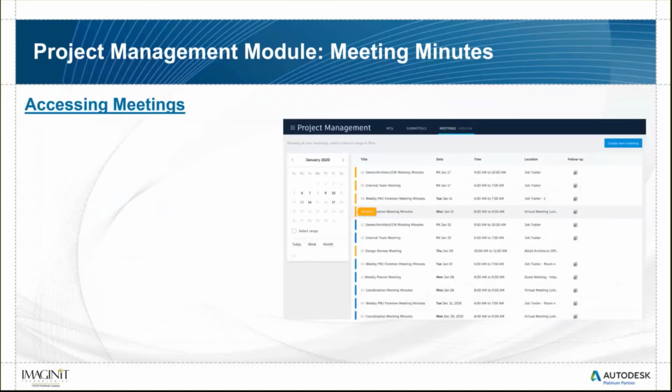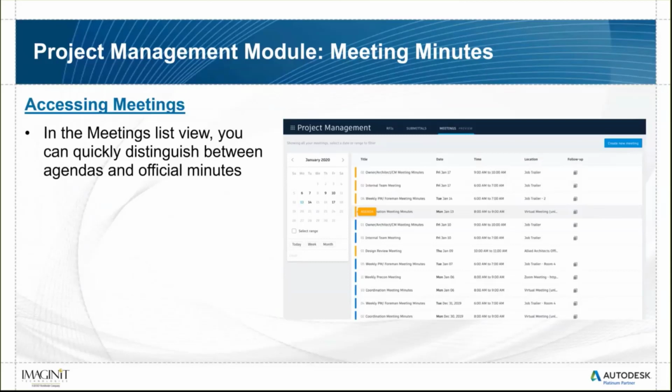So accessing meetings here, you would have now a list of all the meetings. You can pick a date range to the left there and see all your meetings and whether the meetings are open or new meetings were created from them. So you have all those lists between the official meetings now.